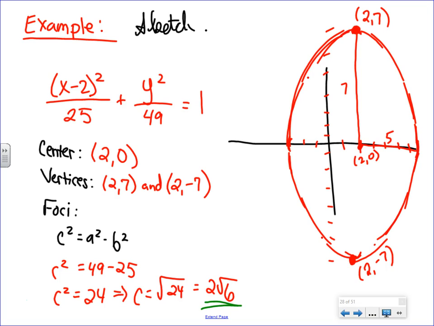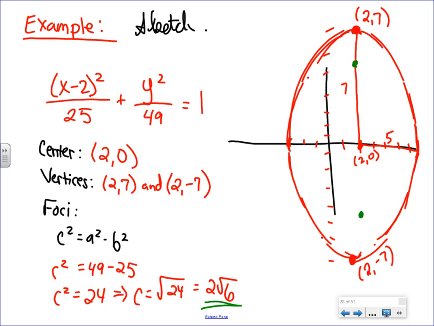5-ish. So we'll go up 1, 2, 3, 4, 5-ish. Put one focus, go down 1, 2, 3, 4, 5-ish. The other focus. But what would the points be? 2, -5, 2, 5. The x remains the same. The y is now 5.